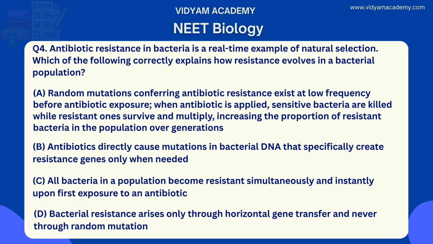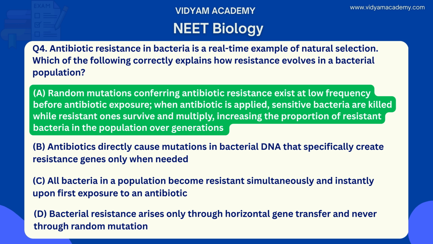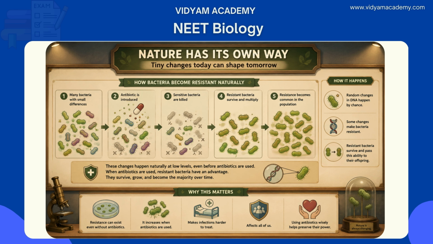The right answer for this question is option A. So let's go for detailed explanation why and how. Random mutations conferring antibiotic resistance arise spontaneously in bacterial populations at low frequency, completely independent of whether antibiotics are present. Mutations are random, not a response to need. When an antibiotic is introduced, it acts as a strong selective pressure. Antibiotic sensitive bacteria are killed, while the rare resistant mutants survive and continue to reproduce, free from competition.